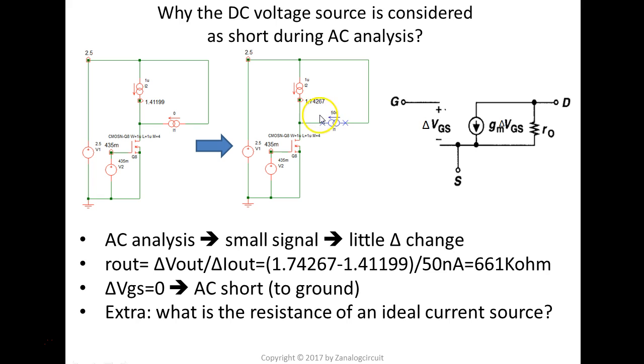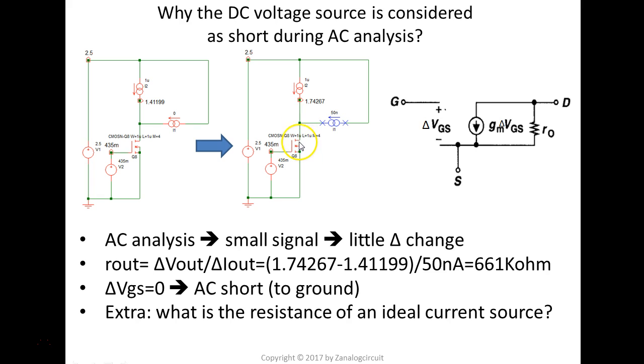Now, let's inject 50 nanoamps into this node. Quick question: why do I inject only 50 nanoamps instead of 5 amps, 1 amp, or even 10 microamps? Think about it. That's because the bias current for this common source stage is only 1 microamp.